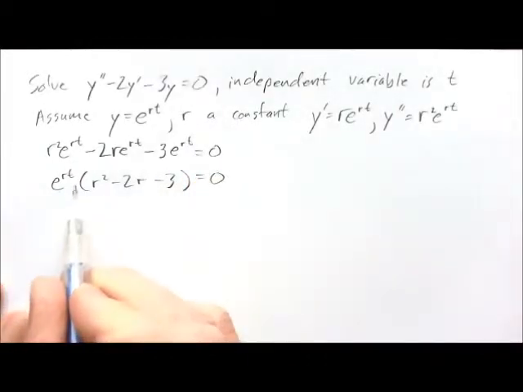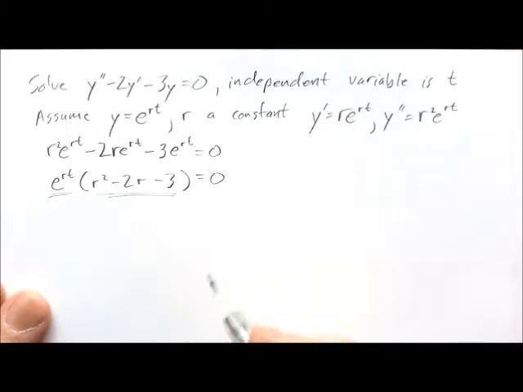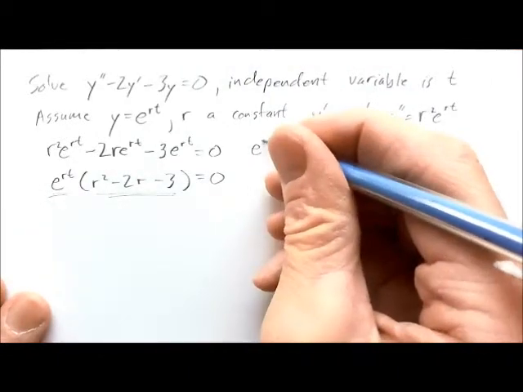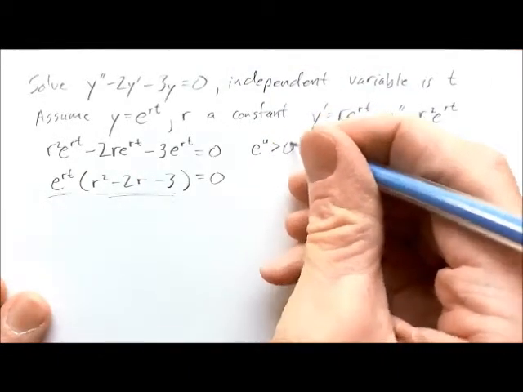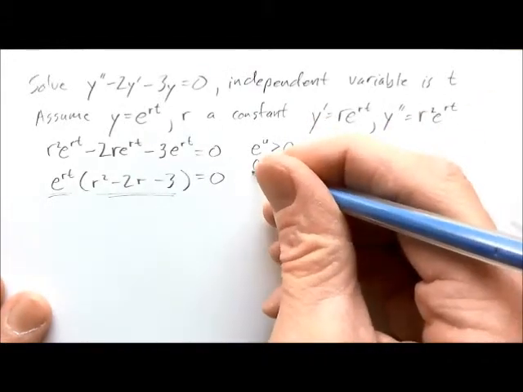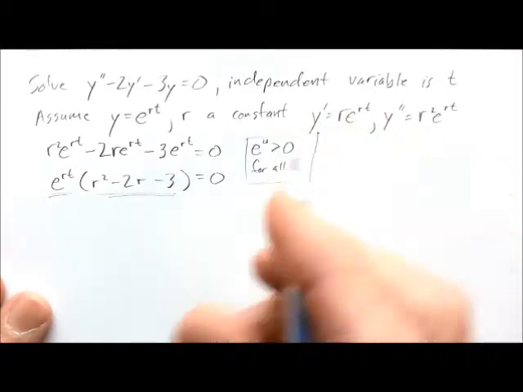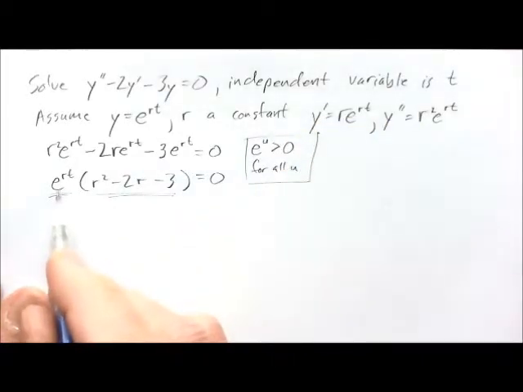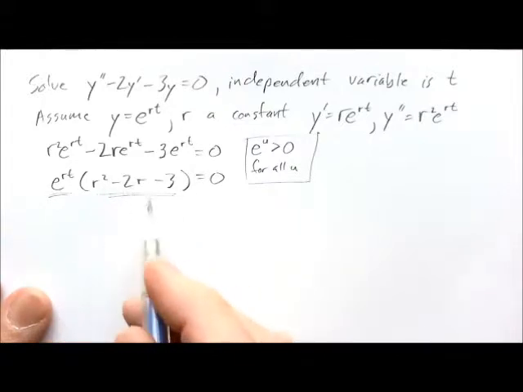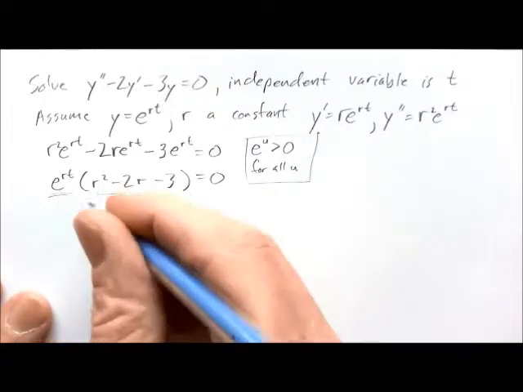Now this is a multiplication, so we have a product of two things, these two things, and the product is 0. e to the rt, or e to the u, is greater than 0, regardless of what u is, for all u. So that means this is greater than 0, so it can't be equal to 0. So that means this remaining part must be equal to 0. So let's set it equal to 0, and at the same time let's solve.